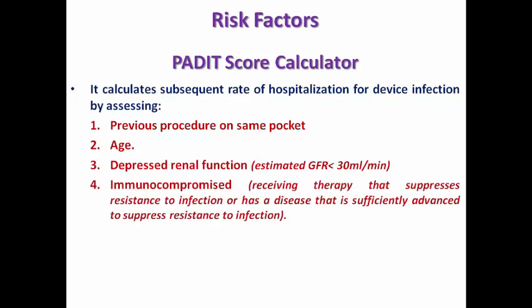Depressed renal function. The more depressed the renal function, the higher the risk of infection. Immunocompromised state, for example, receiving chemo or radiotherapy, reducing resistance to infection, or having a disease that impairs the suppression of infection, and type of procedure, as of course the risk is different.